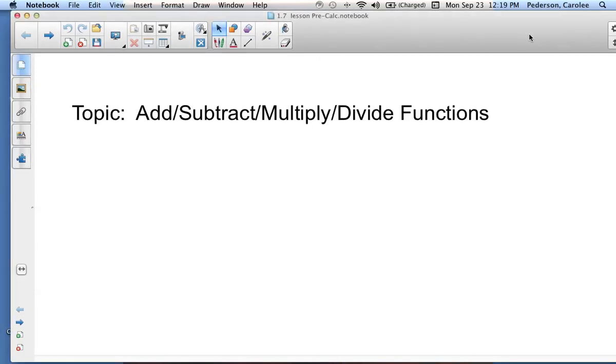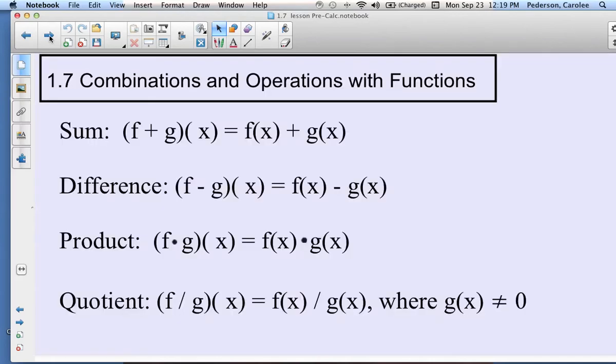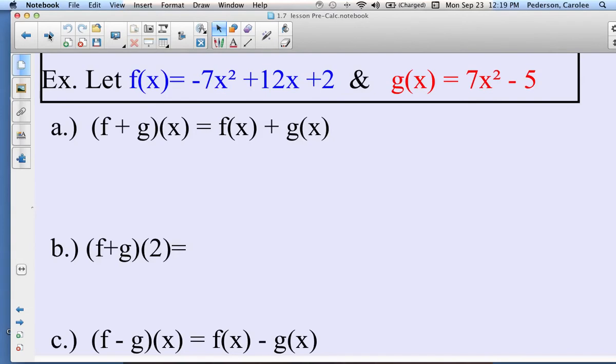This video focuses on adding, subtracting, multiplying, and dividing functions. This first slide you don't need to write down. These are just some of the rules. If you add two functions, subtract, multiply, or divide, be careful when you're dividing that you identify the domain restrictions. Let's get to the first example here.